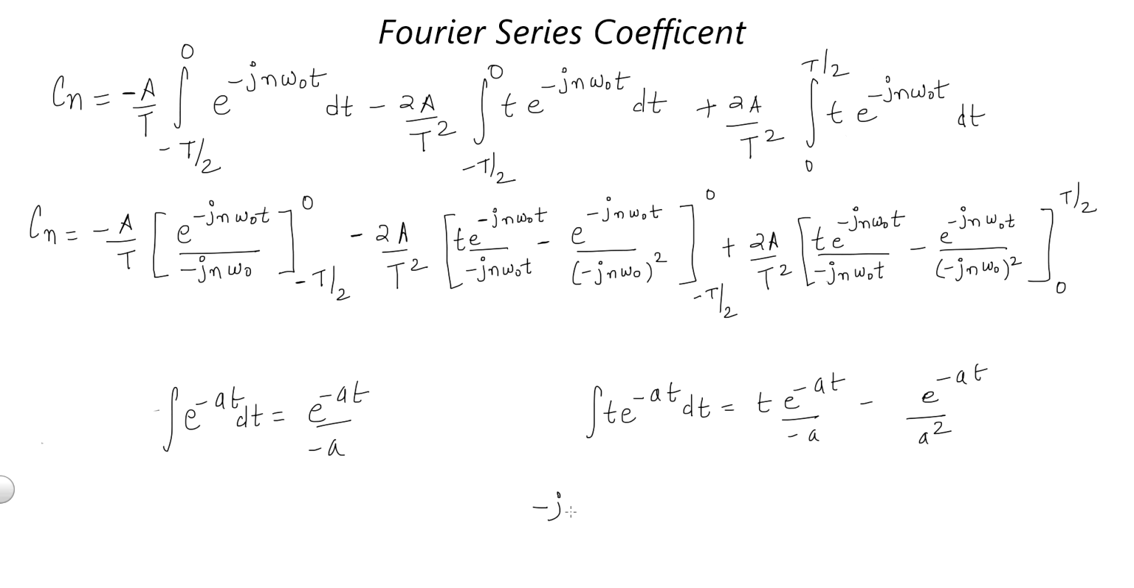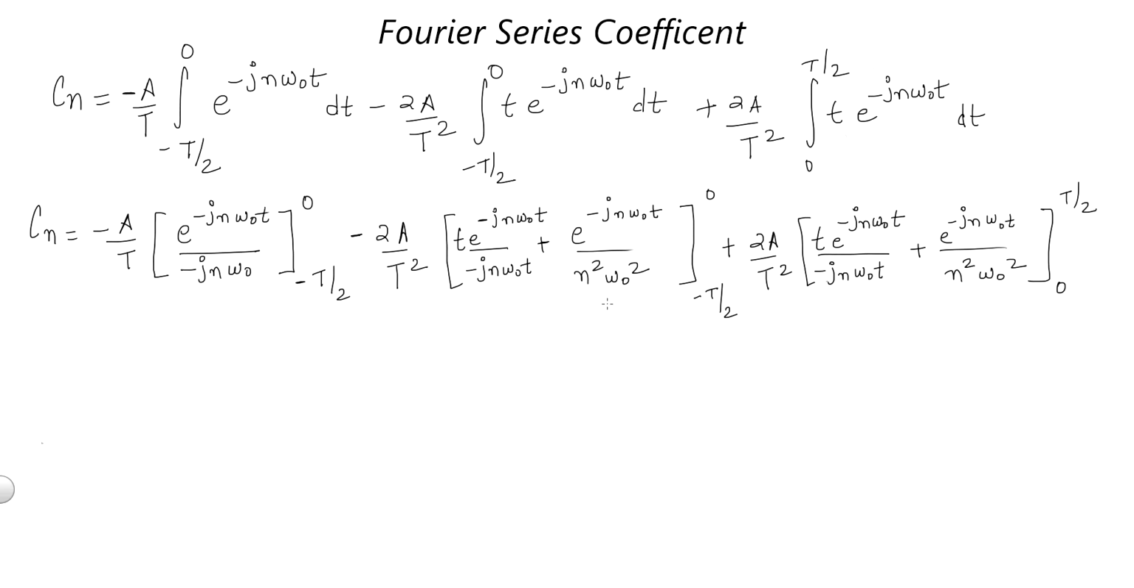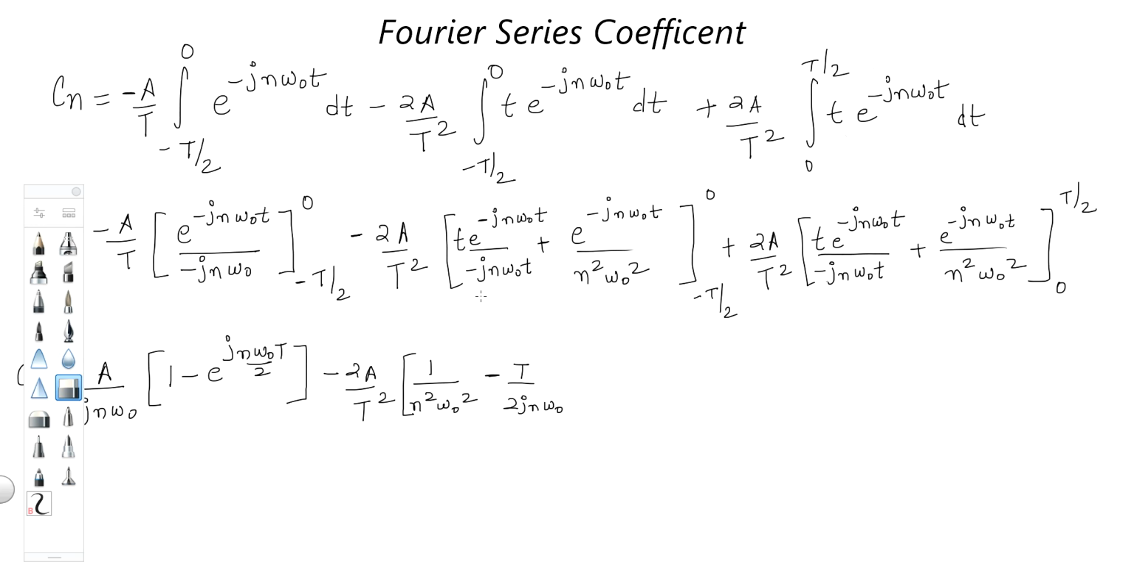So minus j n omega naught whole squared is j squared n squared omega naught squared, that is minus n squared omega naught squared. So in place of minus j n omega naught squared I am writing minus n squared omega naught squared. After putting the limits we will get, pardon for a little more mistake, this usually happens in the flow. This t also should not be in this expression. Okay, so this is the exact form, so please correct it.